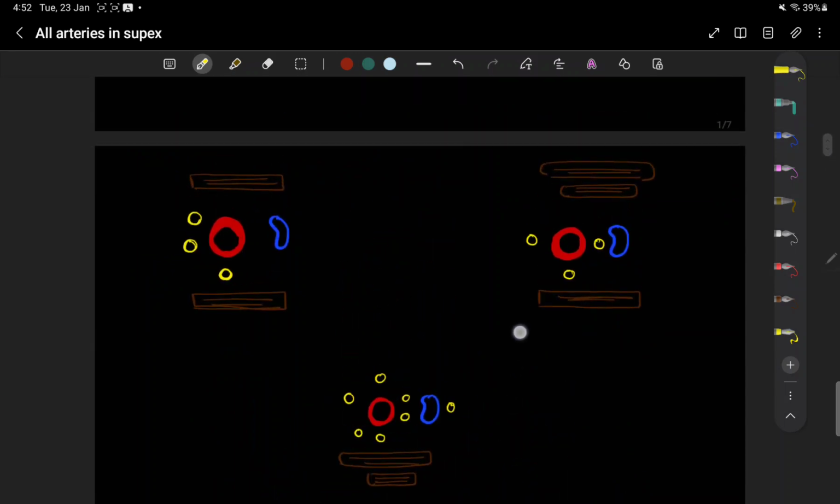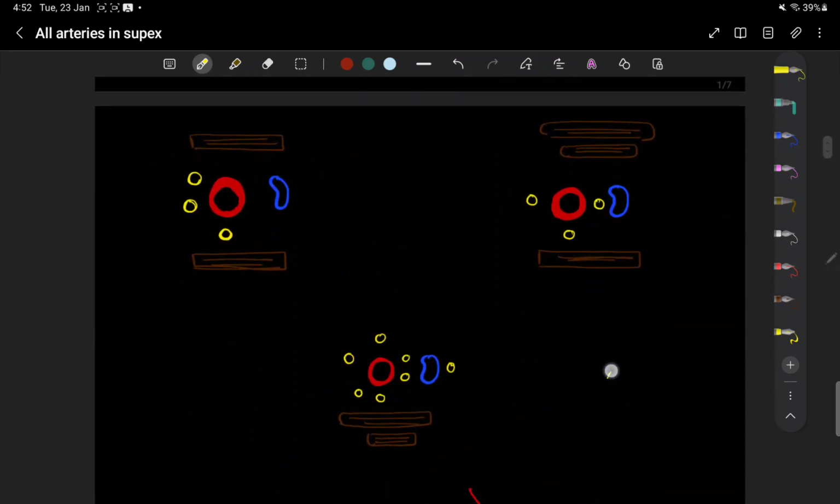So in relations, whenever you are drawing a diagram in anatomy, always mention the directions. That is, in which direction which is the anterior portion and which is the posterior portion, you always have to mention it. Okay, so here we will write anterior, posterior, medial and then lateral.